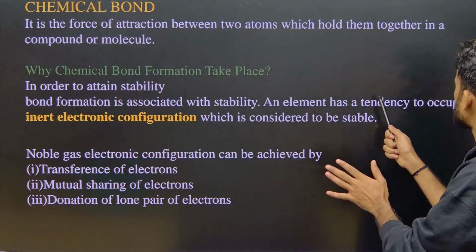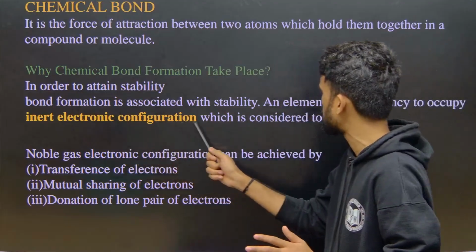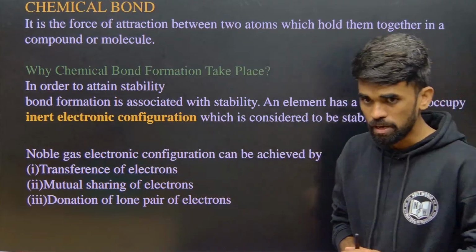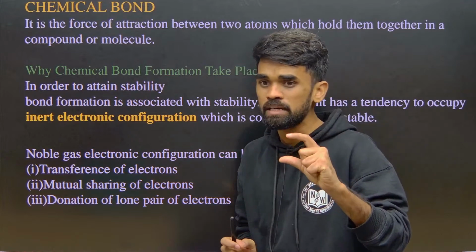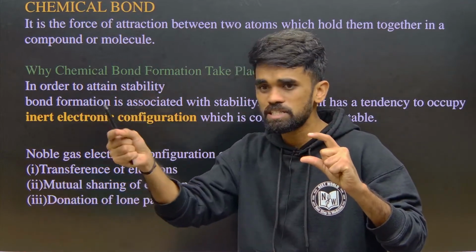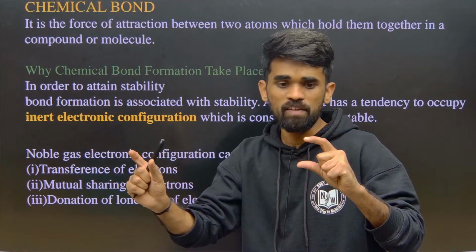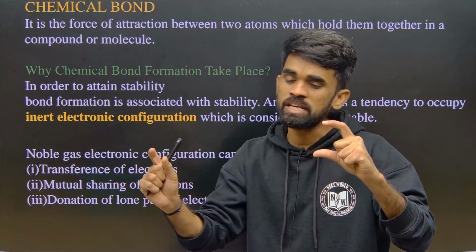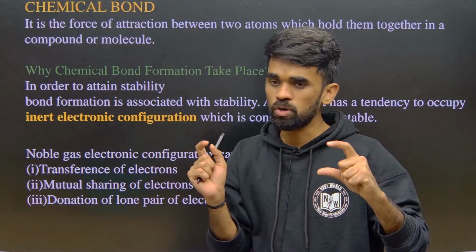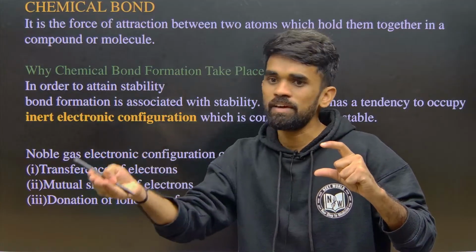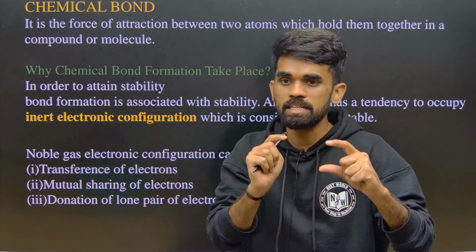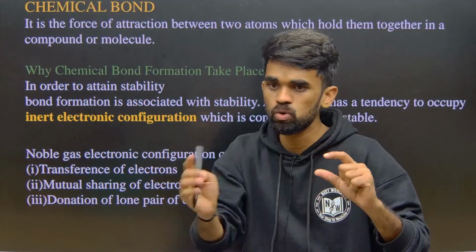An element has a tendency to occupy inert gas configuration, which is considered to be stable. If an element, in its ionic state or in its neutral atomic state, has inert gas configuration, it is considered stable. If it does not, then it will try to attain inert gas configuration by gaining or by losing electrons.